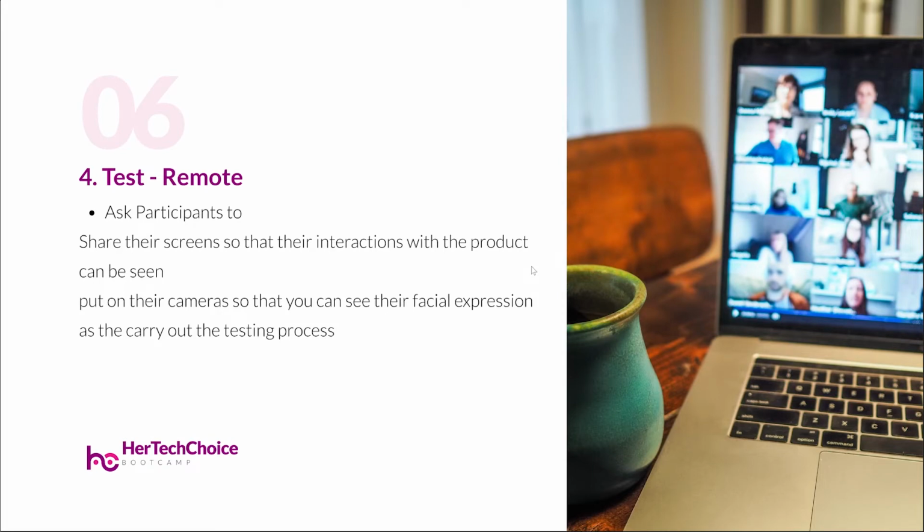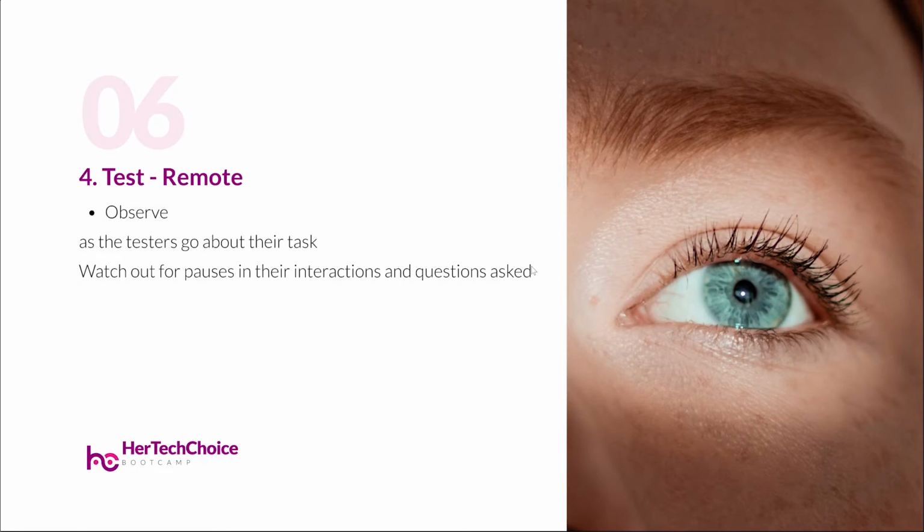Now we move to the remote form. You ask participants to share their screen so that their interactions with the product can be seen. Also, you need to tell them to put on their cameras so that you can see their facial expressions as they carry out the testing process. Also, you need to observe. You observe as the testers go about their tasks. You watch out for pauses in their interactions, and you make notes of questions they ask while using the prototype or while the test procedure is going on.